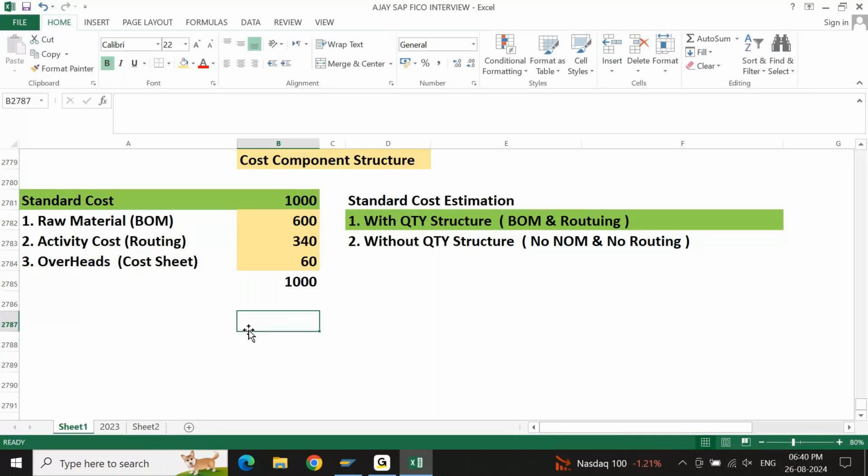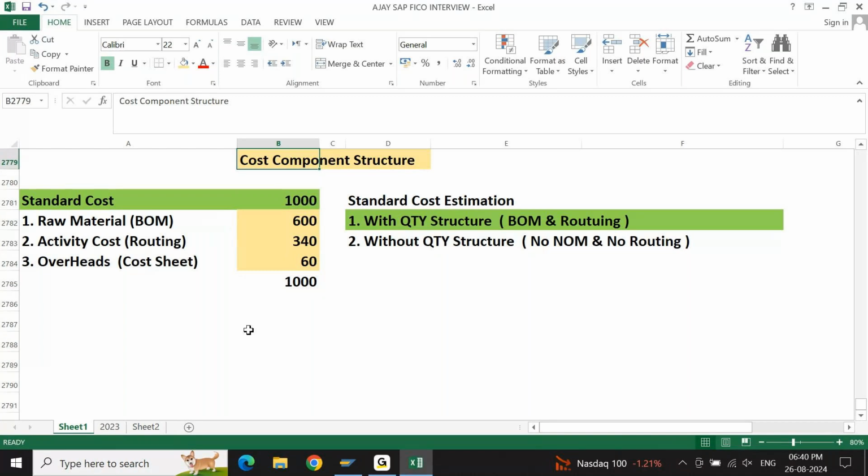It is not that in one go I will look at everything and understand everything. In FI, to some extent it is possible. In CO, it is not at all possible. Okay, this is my 1000. To get further breakup on my 1000, I need to understand my cost component.